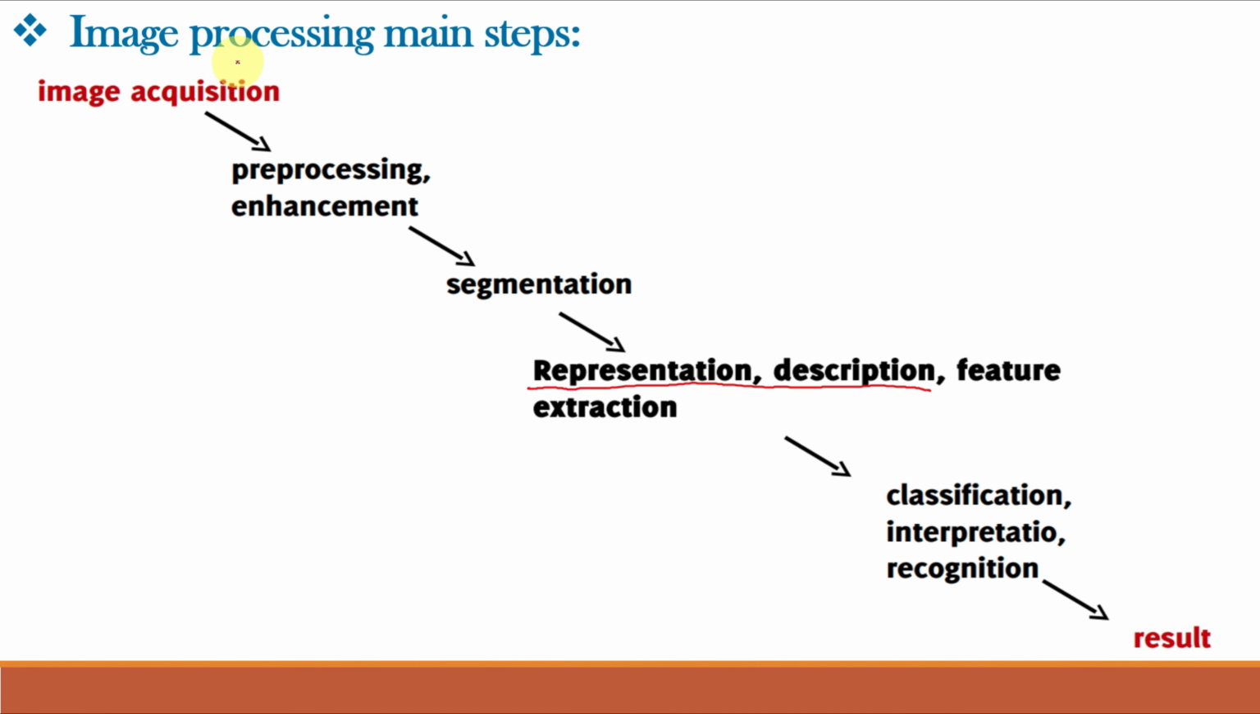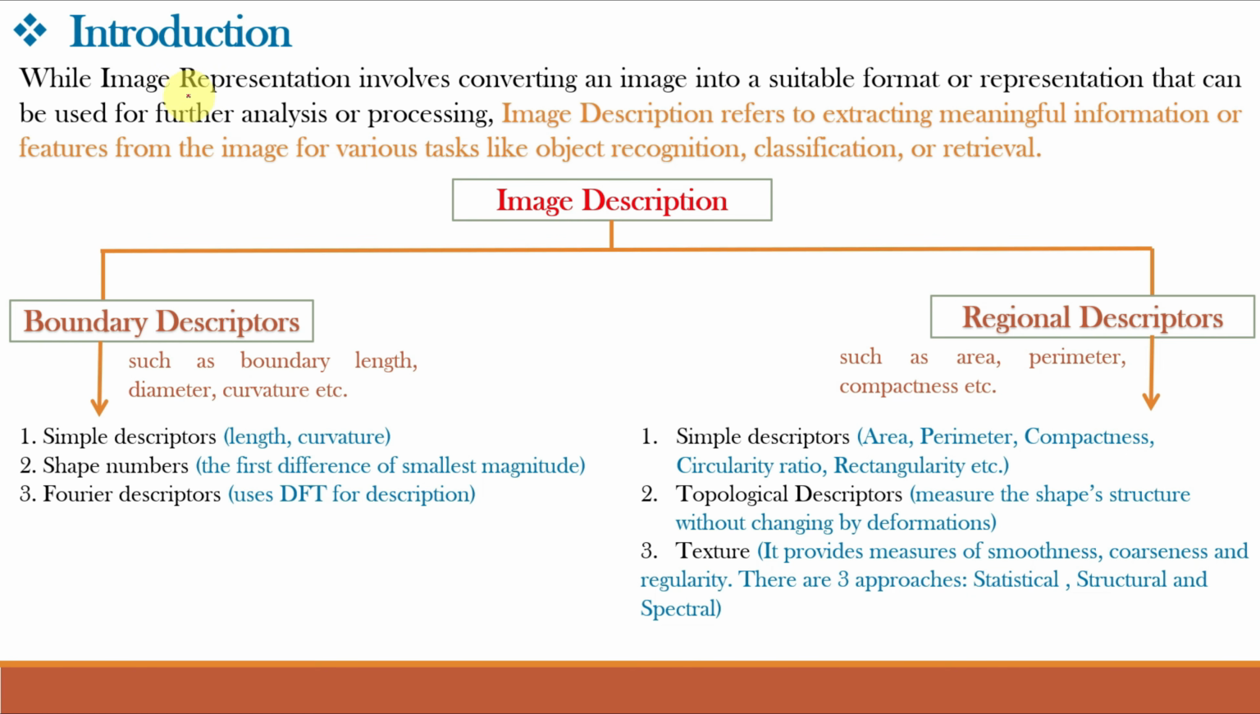These are the main steps of image processing, from which currently we are learning image representation and description, and after image representation now we are learning image description techniques. As we discussed in the starting of this chapter, image representation and description comes under high level image processing. Image representation was converting an image into suitable format for processing, while image description refers to extracting meaningful information from the image for various tasks such as object recognition, classification or retrieval. So in image description, we will be extracting some useful or meaningful information from the image. For example, what is the shape of the object, what is the length, diameter, area, etc.